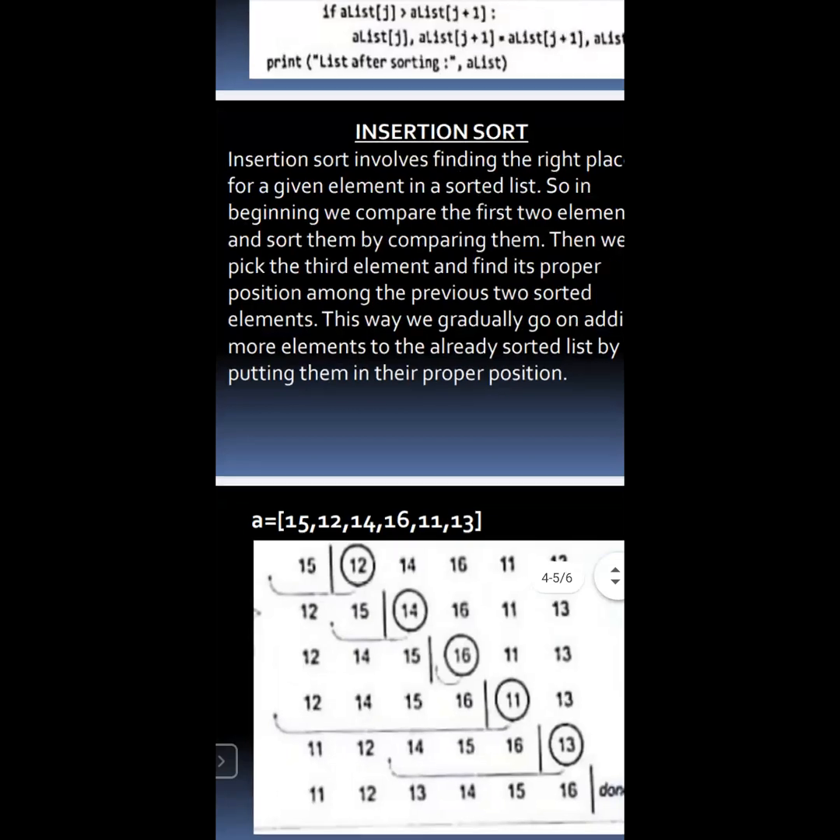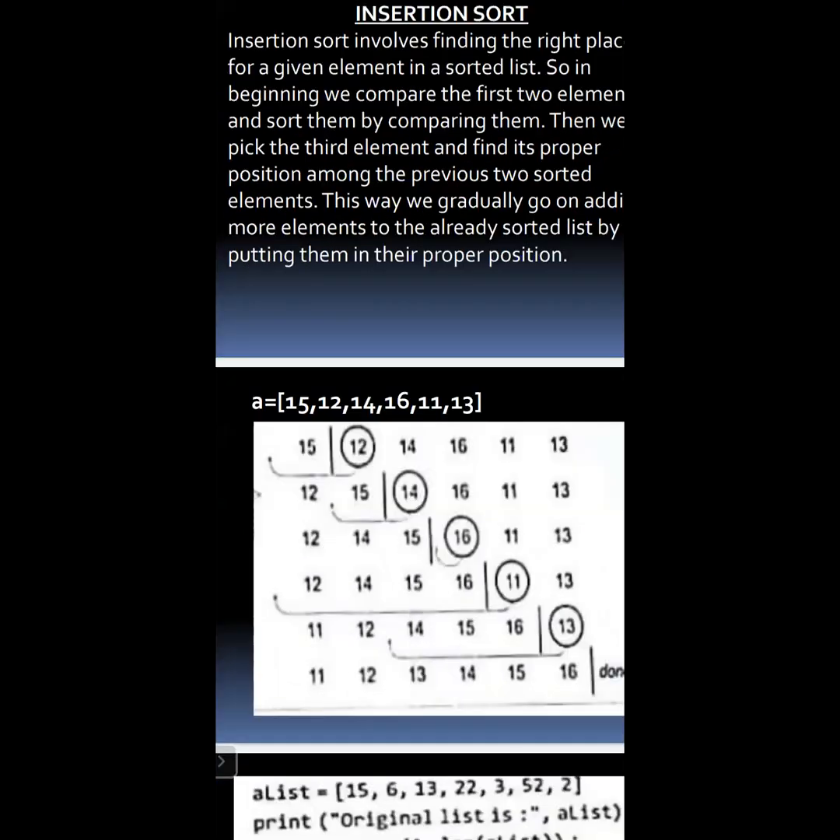Here you can see A equal to a list: 15, 12, 14, 15, 11, and 13. These are all the elements of the list. So first, 15. What is the previous element of 15?